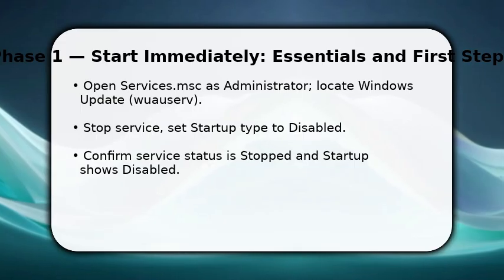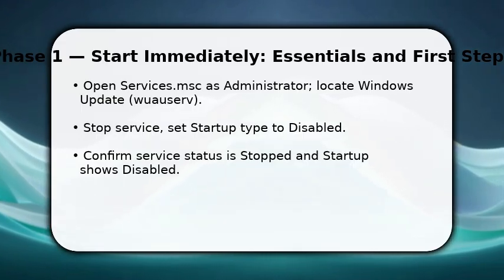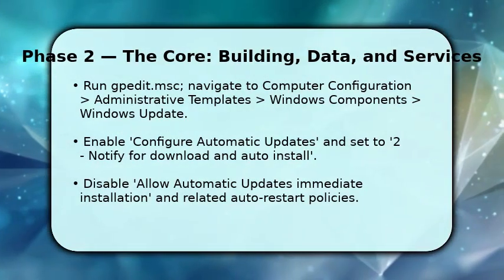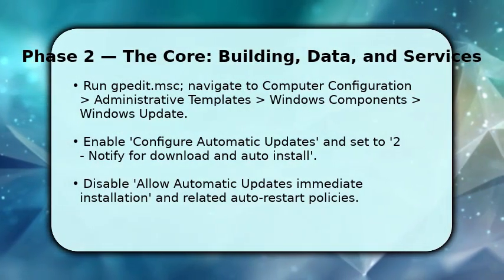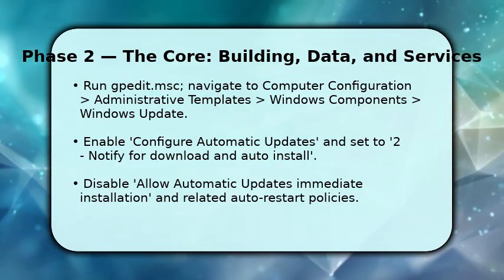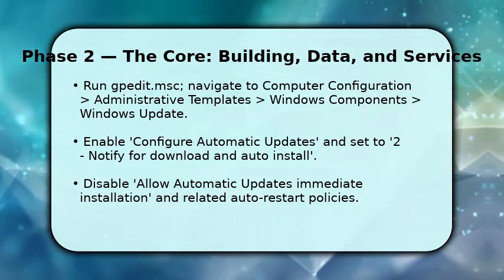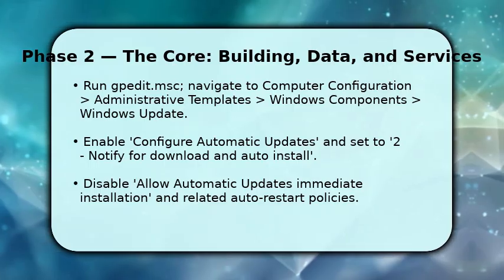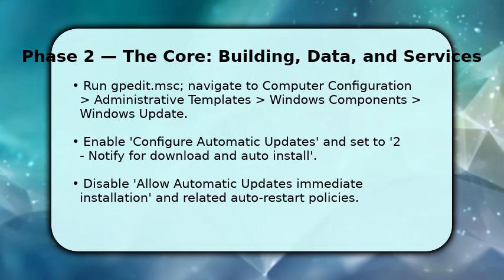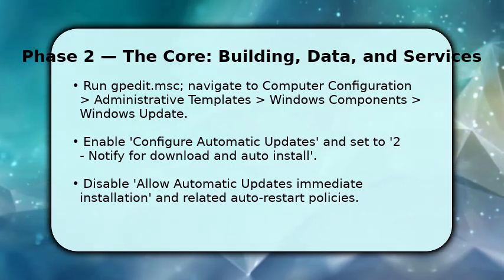Once Services is disabled, strengthen the block using Group Policy. Run gpedit.msc and go to Computer Configuration, Administrative Templates, Windows Components, Windows Update. Edit Configure Automatic Updates. Enable it and choose Option 2 to require your manual download and install. Then disable policies that allow immediate installation or forced restarts.